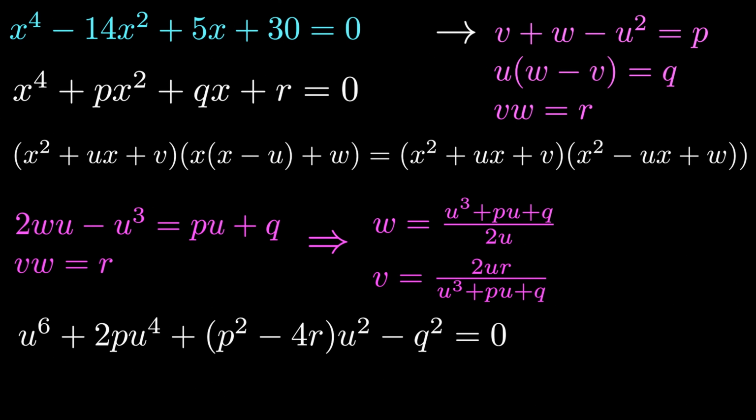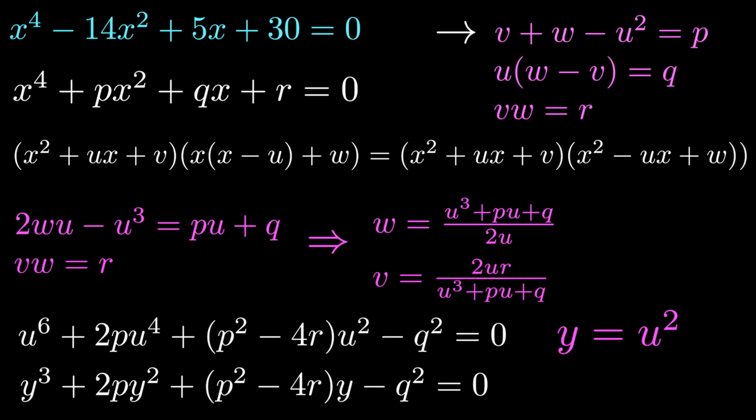But right now you might be a little bit confused. We started with a quartic, and we've gone through all these steps to end up with an equation in u raised to the 6th power. Well, what we can actually do is make the following substitution. We can set y to be equal to u squared, and then substitute this into our equation in u to get the following cubic equation: y cubed plus 2py squared plus (p squared minus 4r)y minus q squared is equal to 0, which we can solve using Cardano's method, or by inspection, or simply by factoring it.